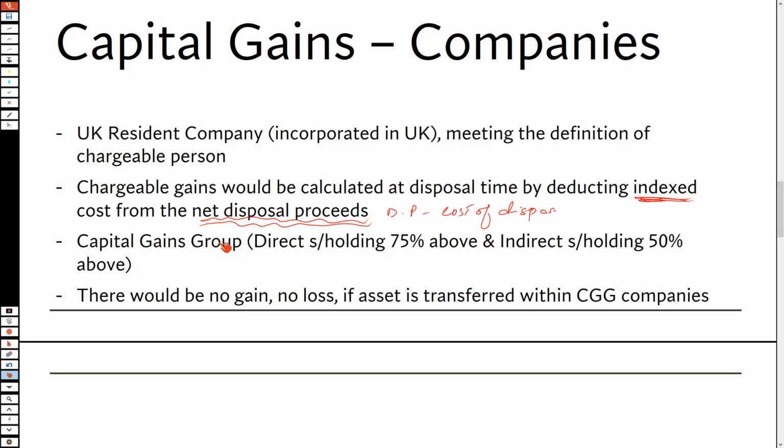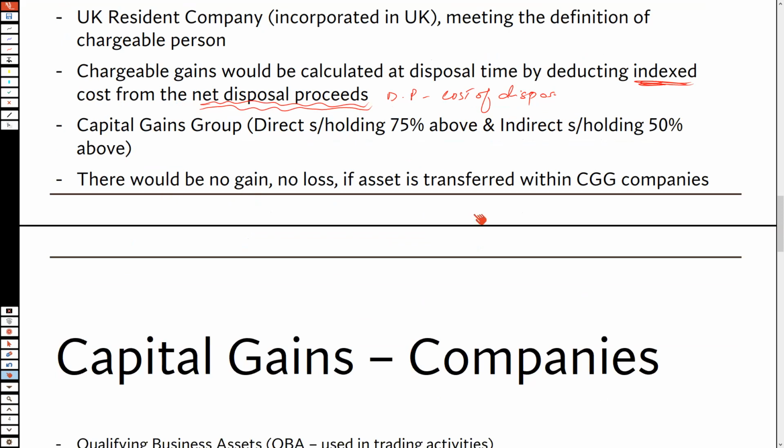What will happen if multiple companies are in the CGG, capital gain group? The basic impact is that there would be no gain, no loss if the asset is transferred within capital gain group companies. For example, companies A, B, C are in the capital gain group. If any asset is sold or transferred between A, B, and C, then there would be no gain, no loss calculation, because the companies are in the capital gain group, and we cannot say these gains are exempt. No, exempt is something different. No gain, no loss is something different. Whenever companies are in the same capital gain group, no gain, no loss would be calculated. At the time of any transfer of asset, there will be no gain, no loss.